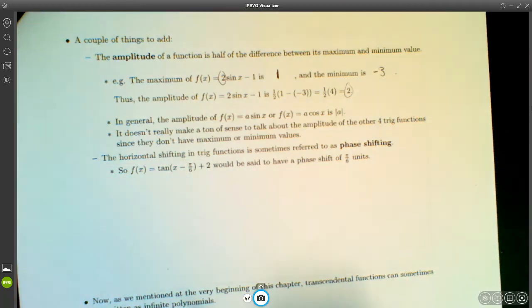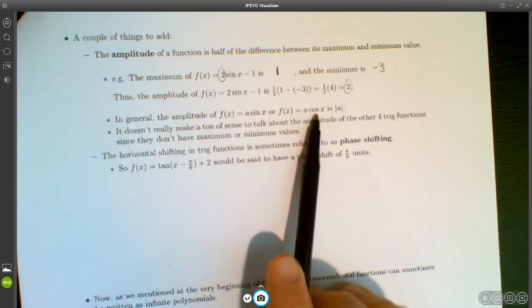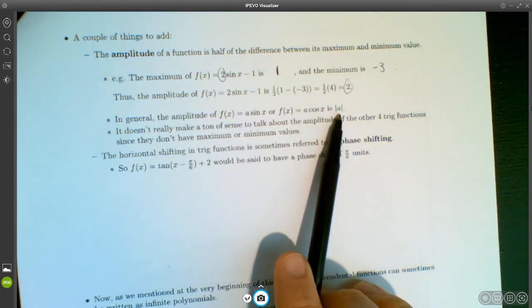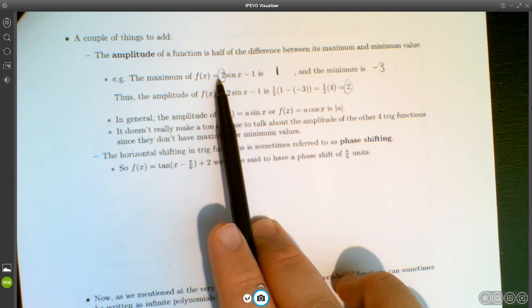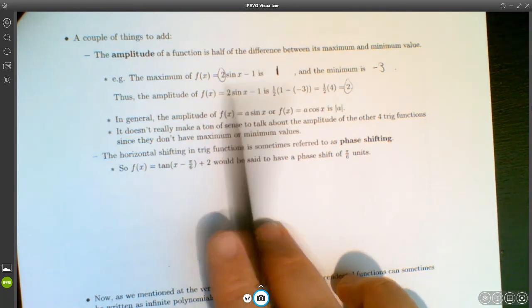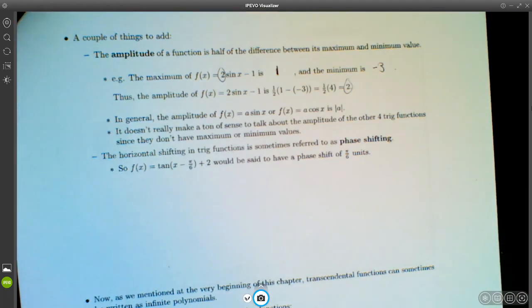In general, the amplitude of f of x equals a sine x or f of x equals a cosine x is the absolute value of a. So if we had negative 2 sine x minus 1, the amplitude would still be positive 2. So that's how amplitude works. You'll have a couple homework questions asking you what's the amplitude of this function.